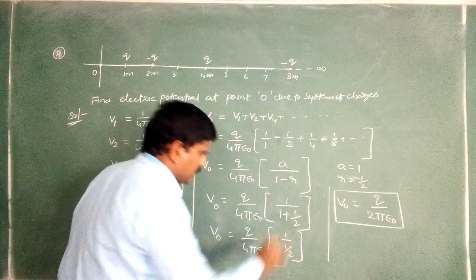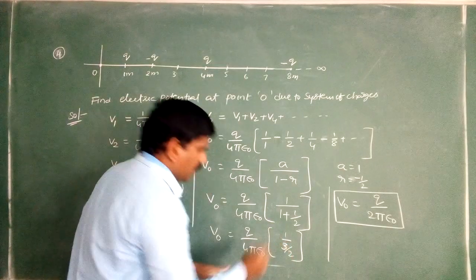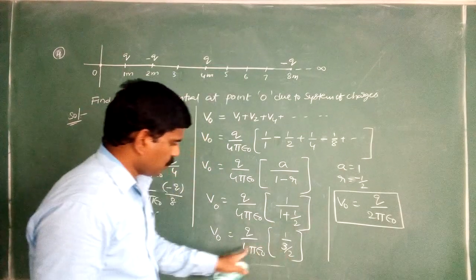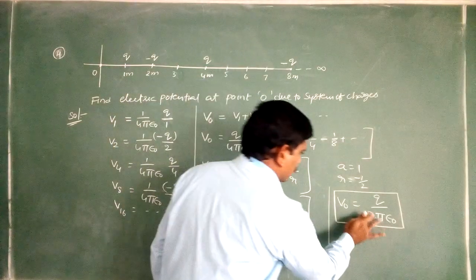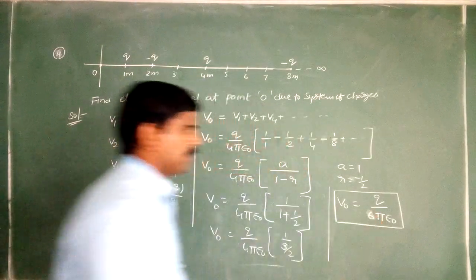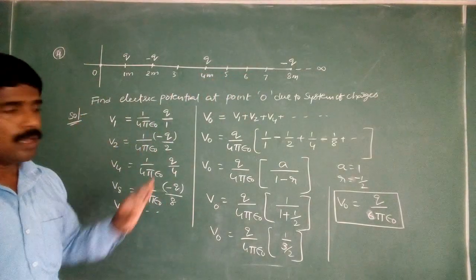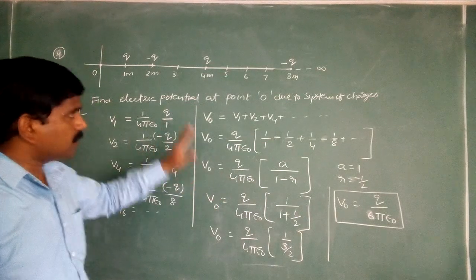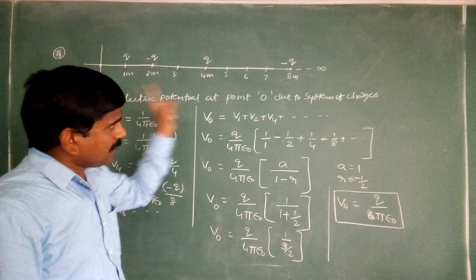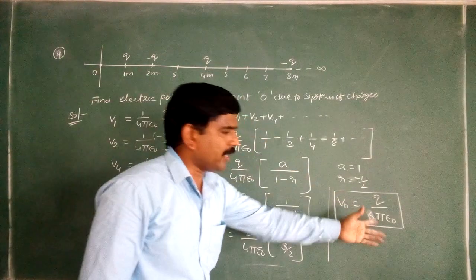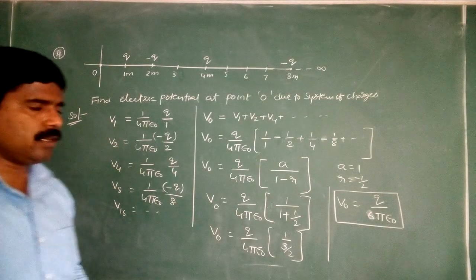Right now this one becomes 1 by 2. 1 plus 1 by 2, this is 3 by 2. So total value is 2 times, cancel, 2 into 3, that is equal to 6 pi epsilon naught. In case of alternating positive and negative charges, in that situation we get this answer. In case all charges are of the same sign, it is Q by 2 pi epsilon naught.